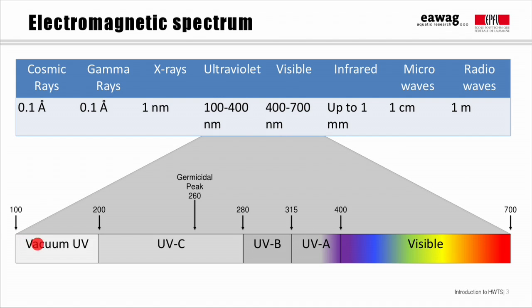The lowest wavelength we call vacuum UV. It only exists in the vacuum. But then we have UVC, or deep ultraviolet, where the germicidal peak at 260 nanometers is found. Then you've got UVB and UVA shading into the visible light spectrum from 400 to 700 nanometers.